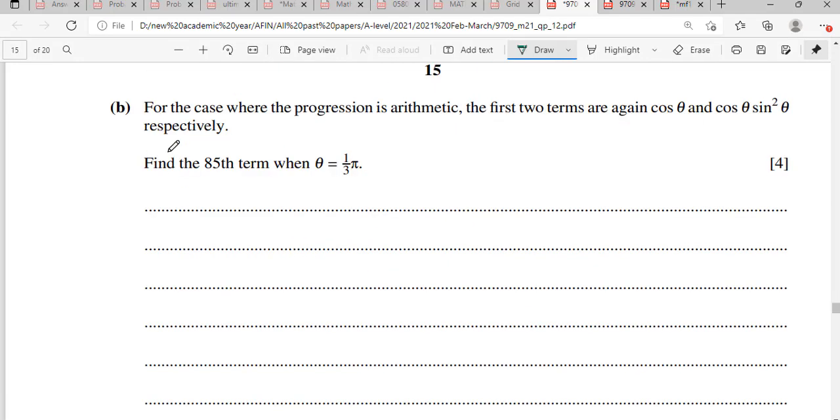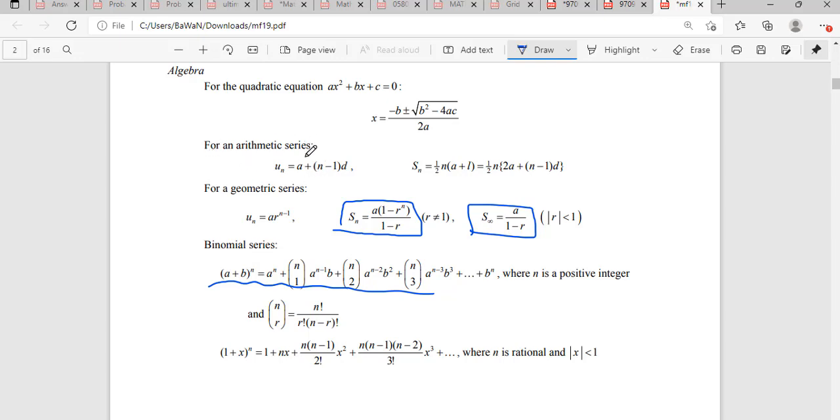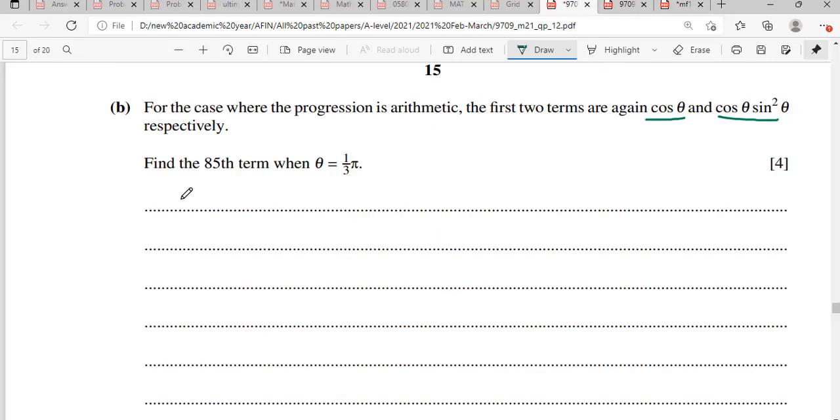Okay, this one is done. For the case where the progression is arithmetic, the first 2 terms are again cosine theta and cosine theta sine squared theta, respectively. Find the 85th term. Firstly, let's look at the formula list, and this is for arithmetic. Un is a plus n minus 1 d. Let's write this. D is the difference between the first and second term, or any 2 consecutive terms. We want to find u85.